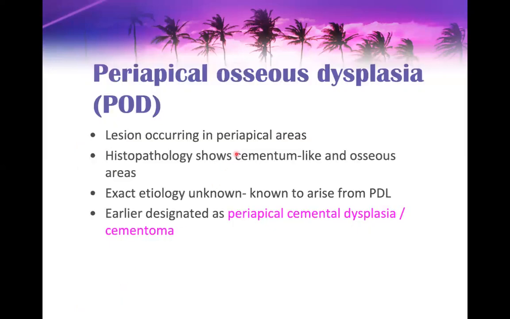Coming to the first lesion, periapical osseous dysplasia. As the name suggests, the lesion occurs in the periapical area. Histopathologically, this shows cementum-like and osseous areas. Earlier, it was found that there was cementum-like material, and the terminology itself was periapical cemento-osseous dysplasia. But later, it was found that there was no such cementum-like material in the histopathology. So they replaced the name cementum, and it was known as periapical osseous dysplasia. Even though the exact etiology is not known, it's thought to arise from the periodontal ligament.